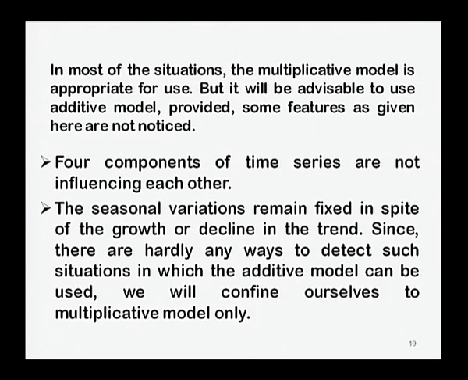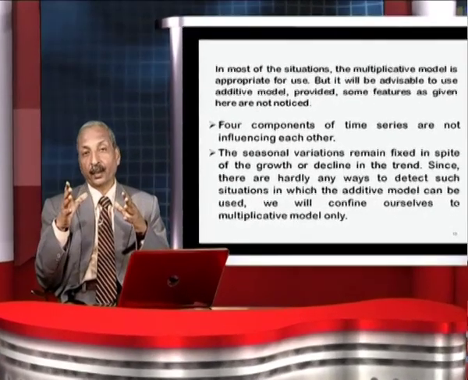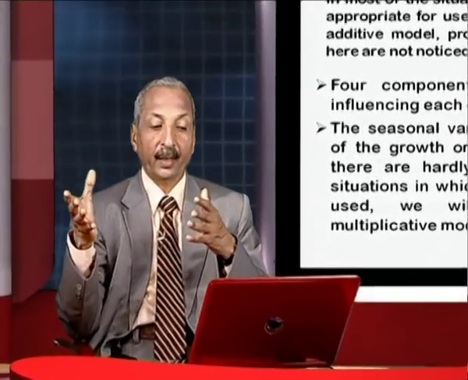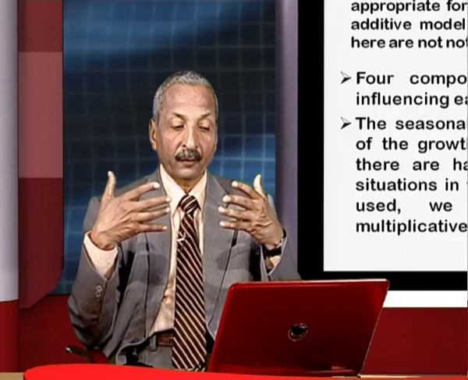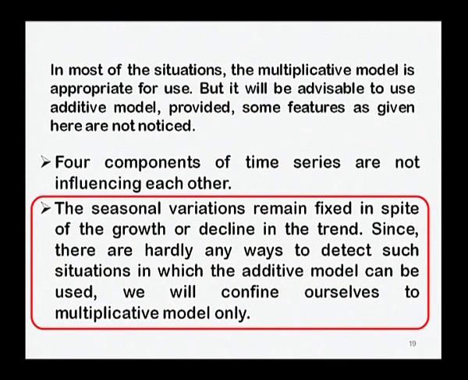Number 1, the 4 components of the time series are not influencing each other. That is, the 4 components, the secular trend, cyclic fluctuations, seasonal variations and irregular variations, do not influence each other. The second one is that the seasonal variations remain fixed in spite of the growth or decline in the trend. Since there are hardly any ways to detect such situations in which the additive model can be used, we will confine ourselves to the multiplicative model only.